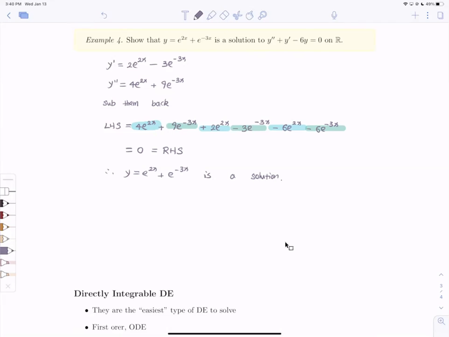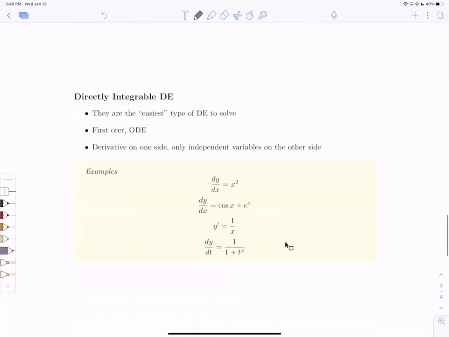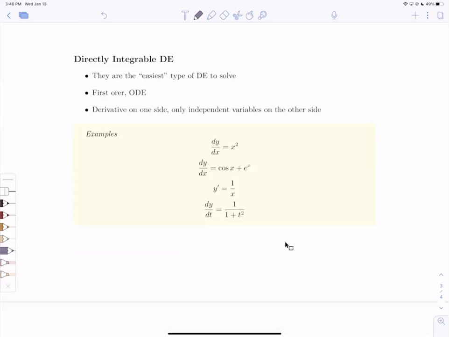If all good, let's look at the next one. Okay, slightly harder, but still pretty easy. Next topic, we'll talk about directly integrable differential equations. As I said here, they are the easiest type of differential equation to solve. And they are first order. There's a typo here. It should be order. And they are ODEs.